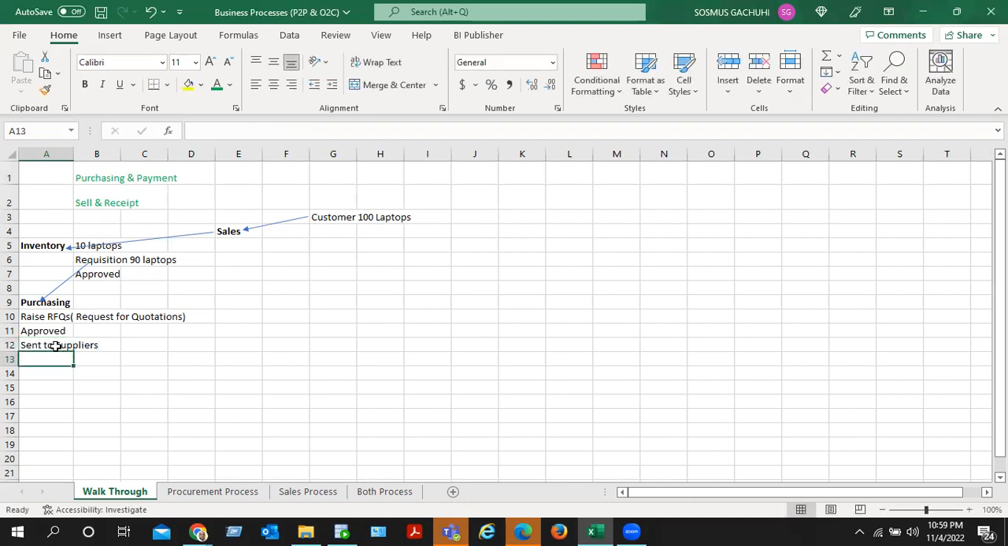And once the suppliers receive these RFQs, they will share the quotations. So what the purchasing department will do is receive quotations. Once they have received the quotations, these quotations will have to be analyzed. So we usually refer to it as quote analysis.